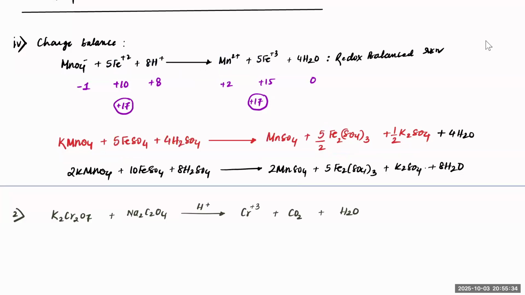But it looks like these are 5 Fe plus 3. But if I take Fe2SO4 thrice, that will become 10 Fe plus 3. That is wrong, right? That's why I have to take it as 5 by 2. Similarly, when I get K2SO4, I should get only one potassium because here it was only one potassium, correct? That's why I took it as half here. And 4H2SO4, the 4H2 is as usual carried. And now I'm balancing everything again by multiplying with 2. Yes, sir, got it.